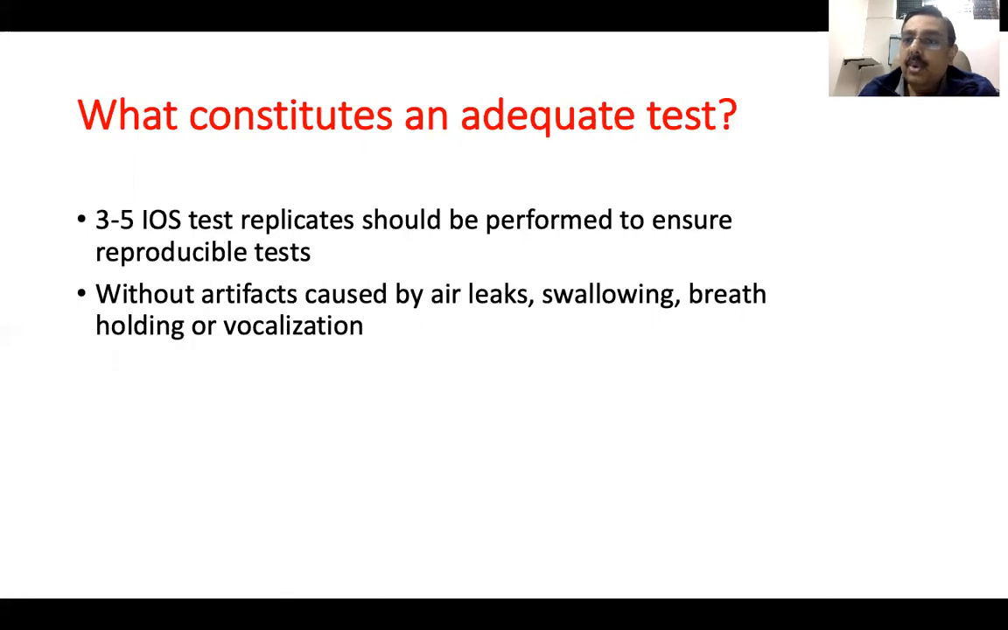Right. What constitutes an ideal or an adequate test? So you need 3 or 5 IOS replicates to be done to ensure that they are reproducible, right? The same way you do a spirometry. Each of these tests should be without artifacts. So there should be no air leaks. There should be no swallowing artifacts. There should be no breath holding or vocalization. And you need to be trained on interpreting these curves, because they are a bit different from the usual spirometry. So once you start doing them, you will realize how these artifacts appear on the graphs.